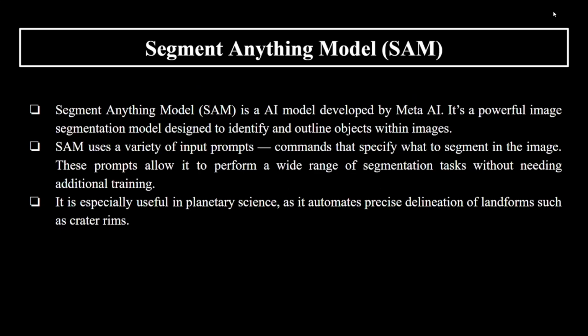I will talk briefly about the Segment Anything Model. SAM is an AI model developed by Meta AI, and it's a powerful image segmentation model designed to identify and outline objects within images. It's very interesting because it uses a variety of input prompts, commands that specify what to segment in the image. Basically, these prompts allow it to perform a wide range of segmentation tasks without needing additional training. So this is really interesting, and it's specifically useful in planetary science as it automates precise delimitation of landforms, such as craters.